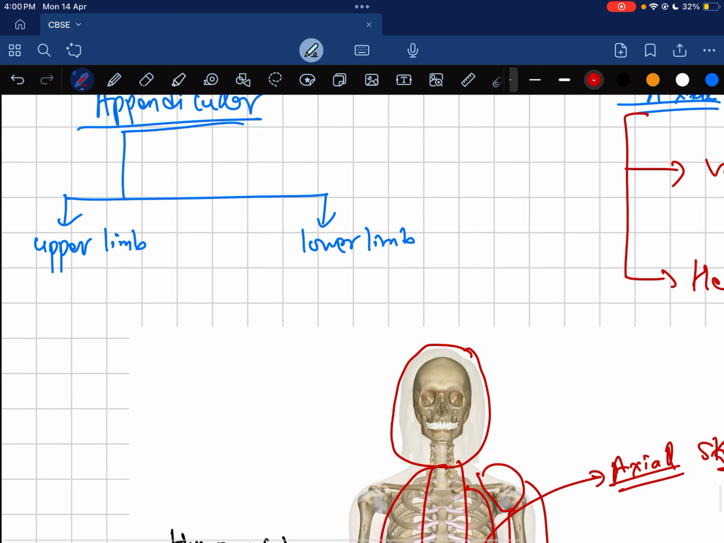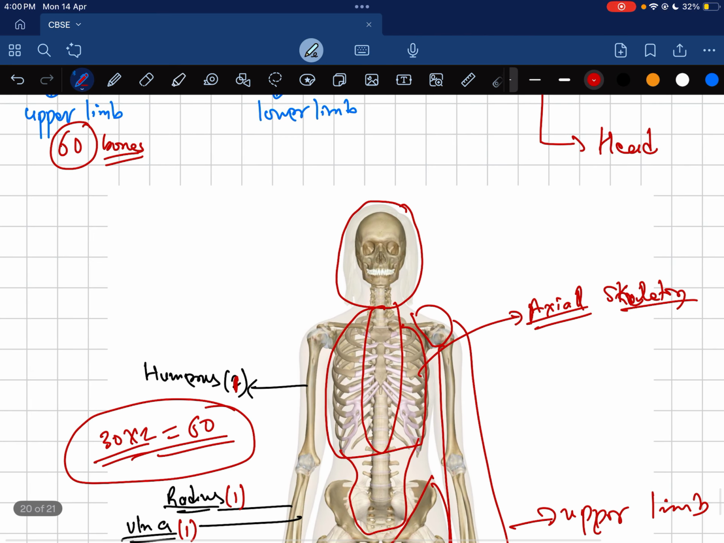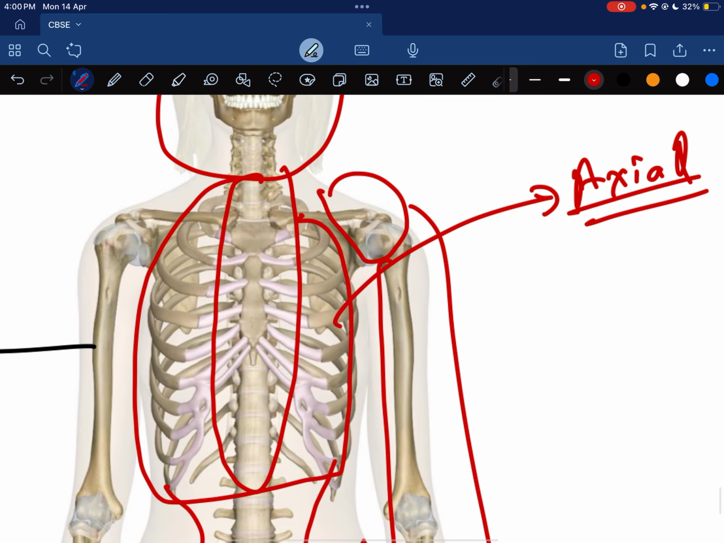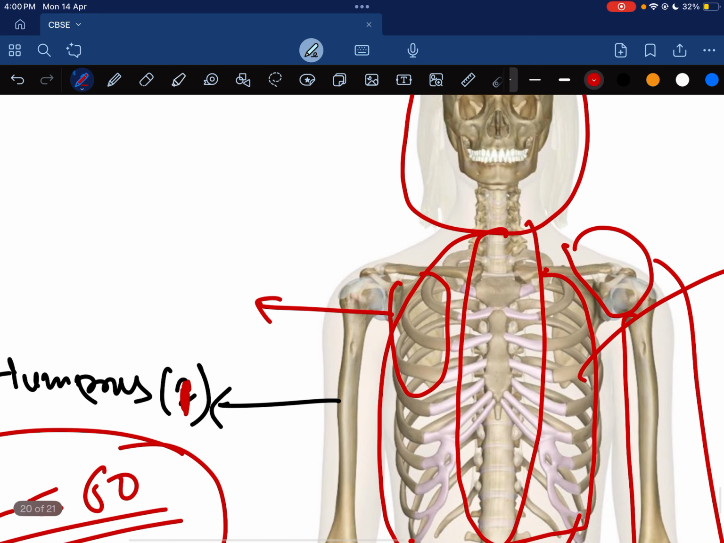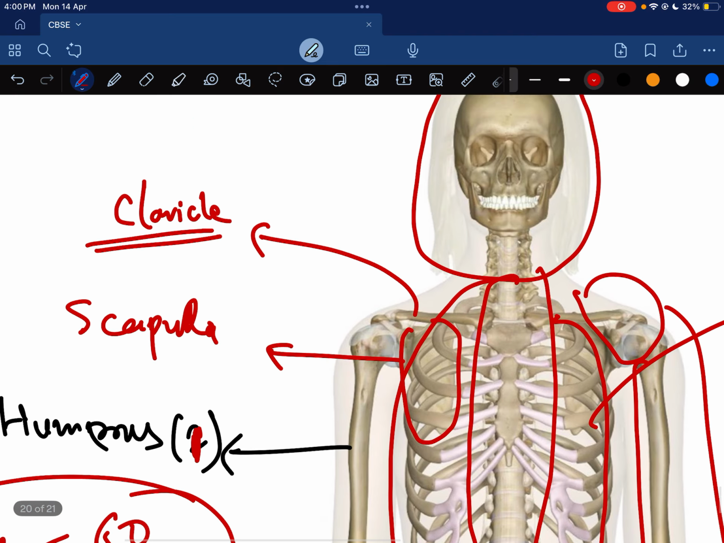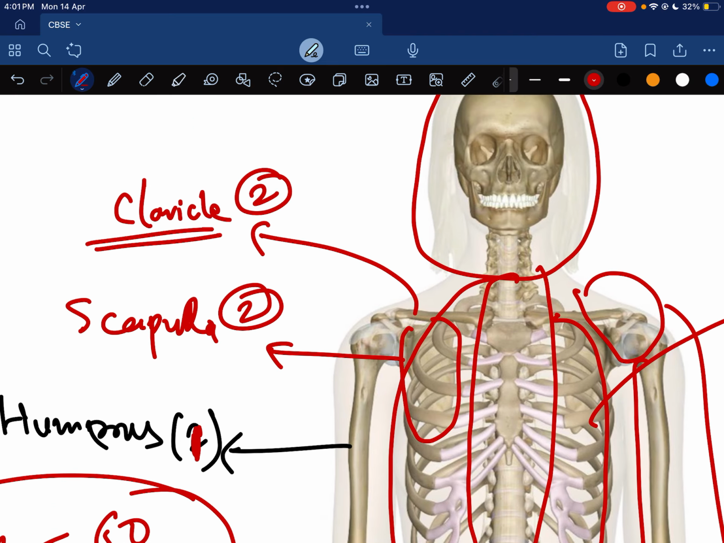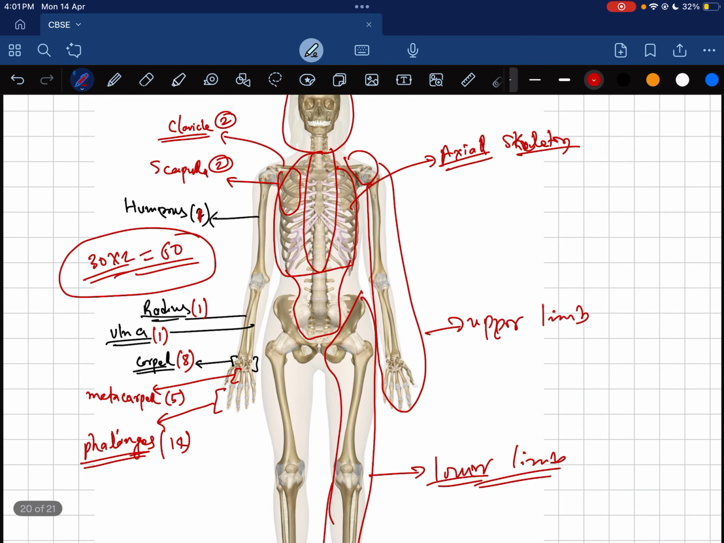In the upper limb there are 16 bones. Also there are the clavicle and scapula. On the posterior side this is the scapula, and this is the clavicle. It is 2 in number. We have done the upper limb. Now we are moving to the lower limb.